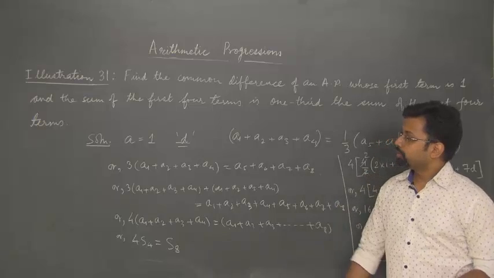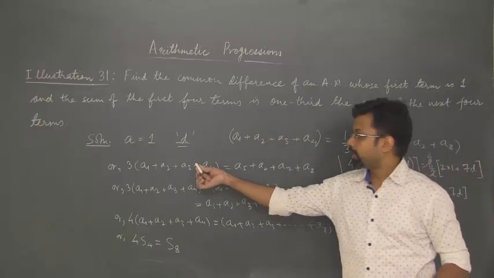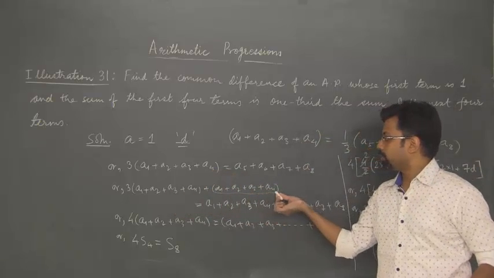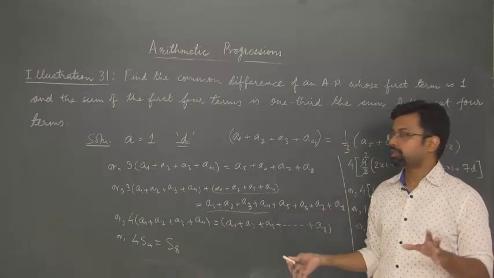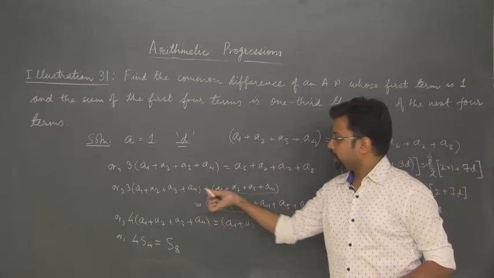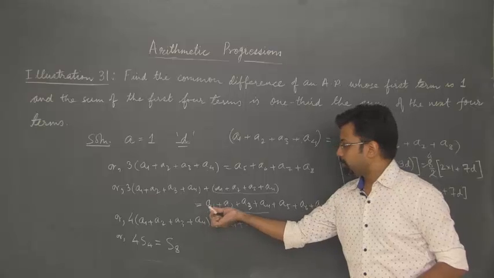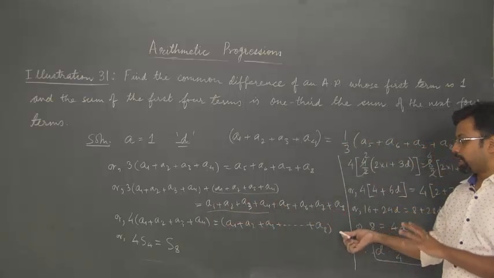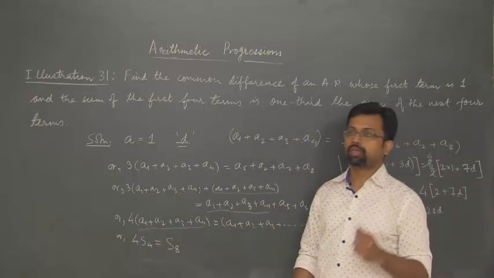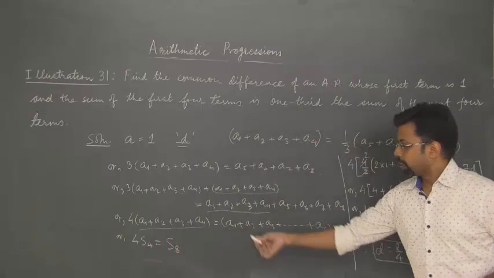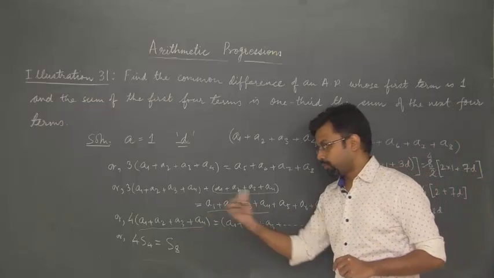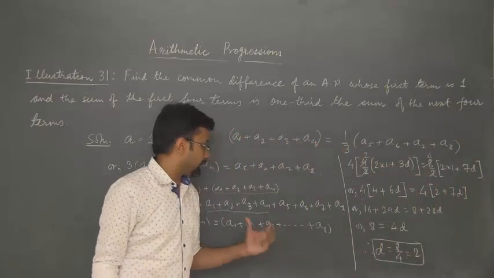What did we do? We simply wrote the given conditions. We manipulated it a bit. We took the 3 this side. We added A1 plus A2 plus A3 plus A4 to both the sides. It will not affect the equation because we are adding the same thing on both the sides. Now this becomes 4 times A1 plus A2 plus A3 plus A4, and this becomes A1 plus A2 plus A3 up to A8. This is what is S4. S4 is what? The sum of first 4 terms of the AP. So it will be 4 times S4, and this turns out to be S8. That is the sum of first 8 terms of the AP. So 4S4 is equal to S8.